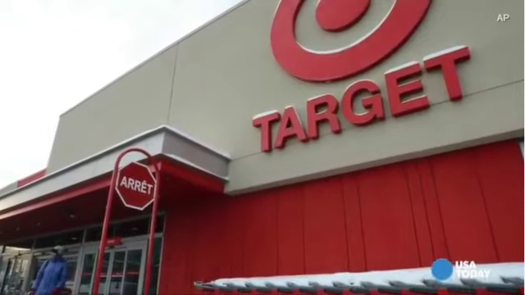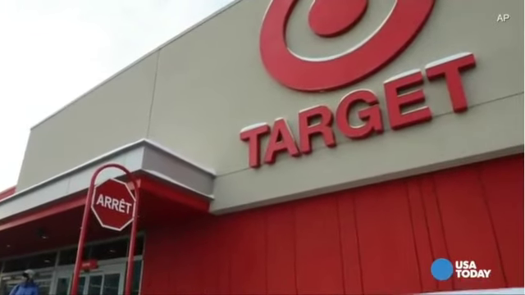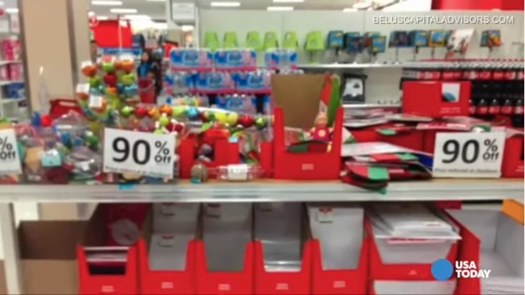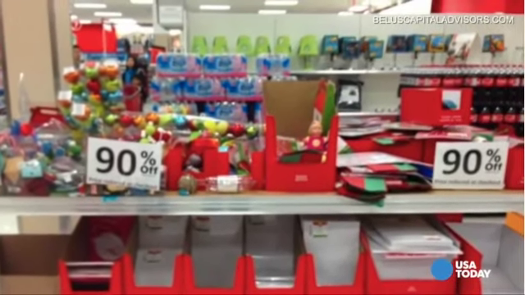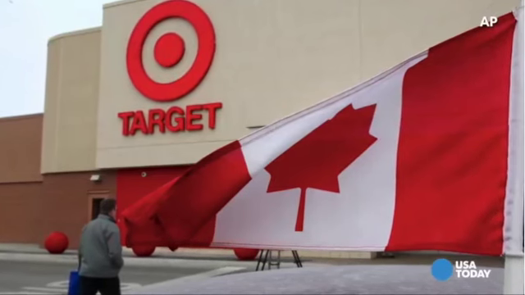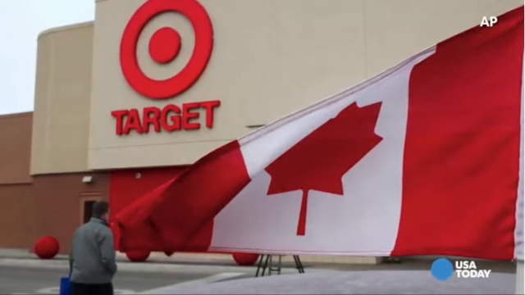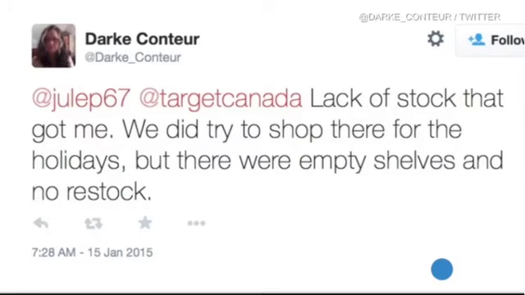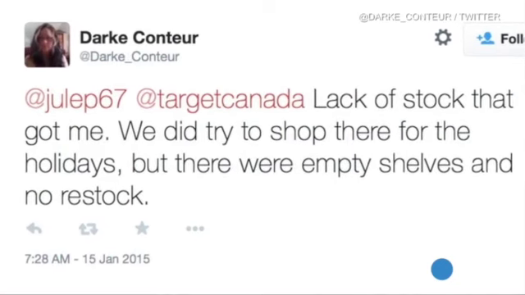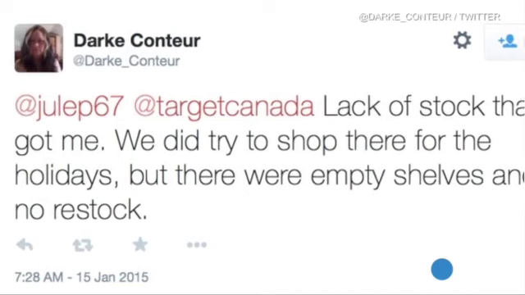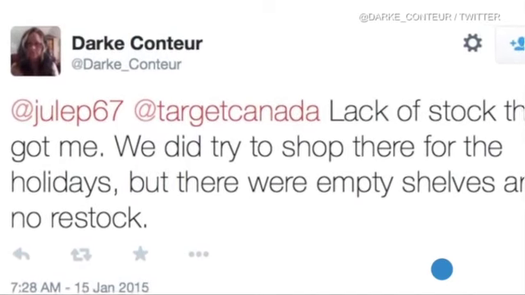Target is closing all 133 of its stores in Canada. But the news doesn't come as a surprise to analysts and customers that have been tracking the company's expansion. I'm Hadley Malcolm for USA Today. Target Canada had several major issues over the past 2 years, and customers were quick to tweet about them when the news broke that the stores would close. One tweet said, "Lack of stock, that got me. We did try to shop there for the holidays, but there were empty shelves and no restock."